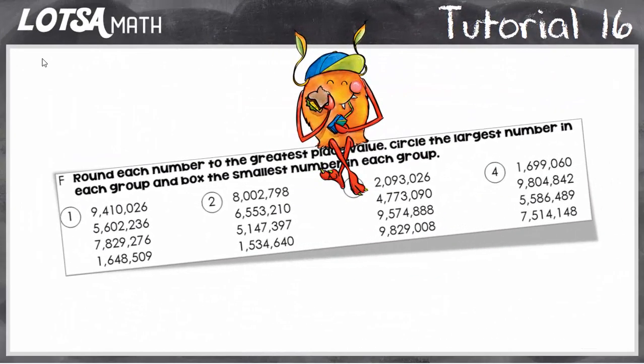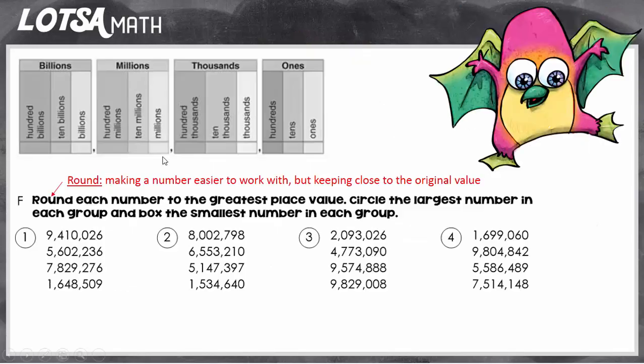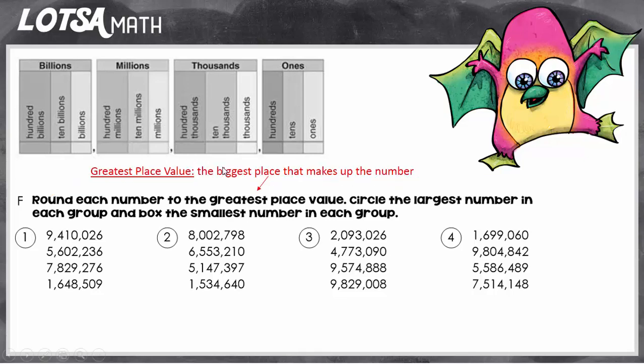For these problems, you're going to round and then find the largest and smallest numbers in each group. So let's look carefully at the directions. We're going to round, which is making a number easier to work with, but keeping close to the original value. Making the numbers end with zeros is rounding. But we're going to round each number to the greatest place value. So the greatest place value is just the biggest place that makes up that number.